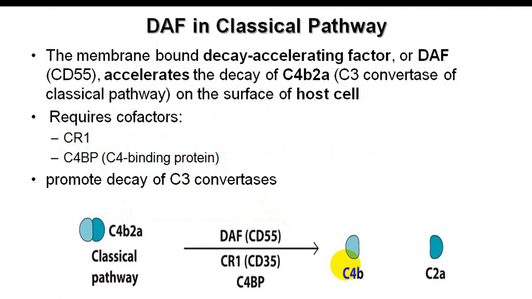Now let's see the role of decay accelerating factor in the classical pathway. The membrane bound decay accelerating factor, or DAF, accelerates the decay of C4b2a, that is the C3 convertase of the classical pathway, on the surface of the host cell. And for this, it requires CR1, complement receptor type 1, and C4b binding protein, that is C4BP. And what this does, it promotes the decay of C3 convertases. As you see, C4b2a, under the influence of decay accelerating factor, CR1 and C4b binding protein, breaks this C3 convertase, C4b2a, into two separate components, C4b and C2a. So these decay accelerating proteins cooperate to accelerate the breakdown of C4b2a into separate components.